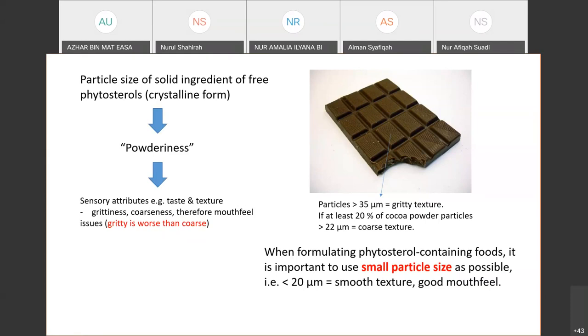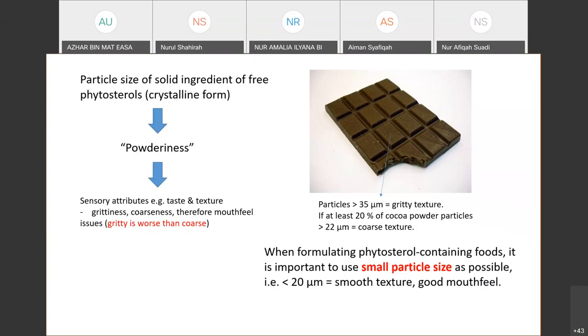So if you decide to use free phytosterol, your aim should be using the one with the small particle size, less than 20 micron. So, specification of products, specification of raw material. This is where you negotiate with your ingredient supplier, saying how many percent must be below 20 micron. Of course, your suppliers will charge more for the 20 micron compared to the 300 micron.